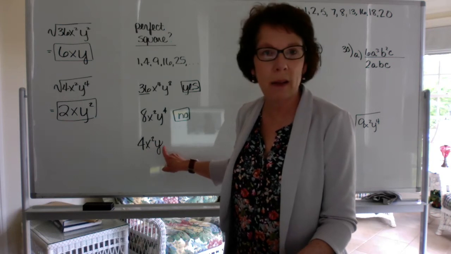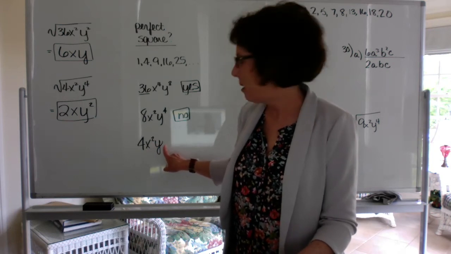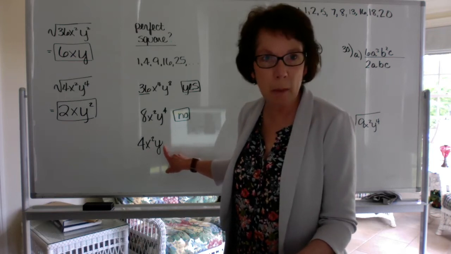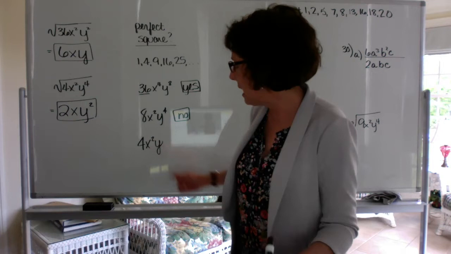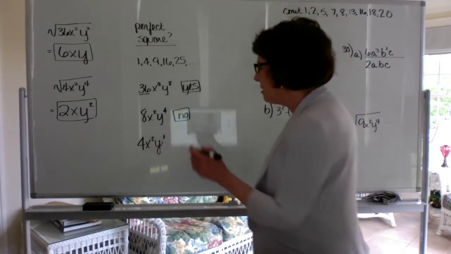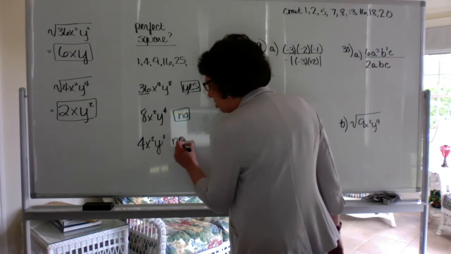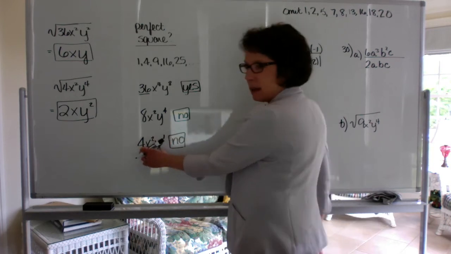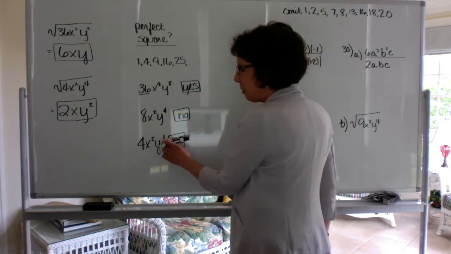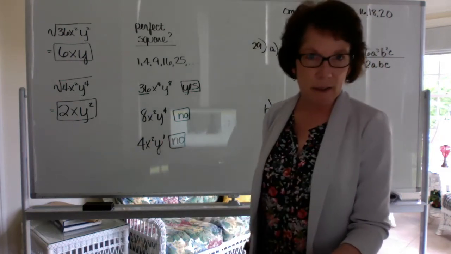Y. Is this something I could take the square root of? Is its exponent an even number? No. Actually, its exponent is an odd number, 1. So it does not meet all the qualifications. The leading number here must be a perfect square. The exponents must be even.